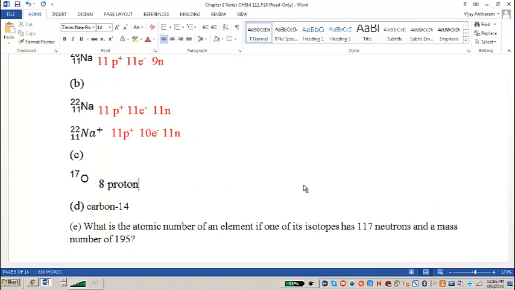I'll just write it like this. 8 protons. How many electrons? Do you see a charge here? No charge, so 8 electrons. And finally, how many neutrons? 17 minus 8. There actually should be an 8 written in here.